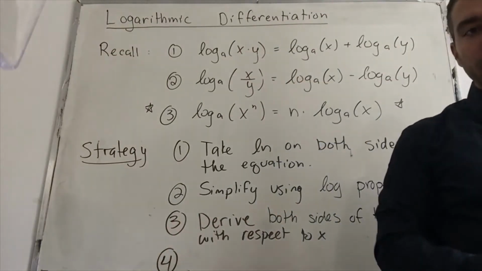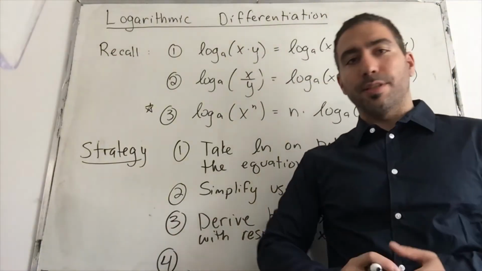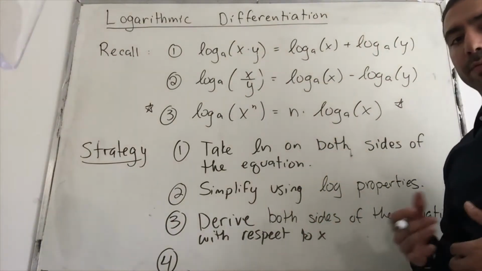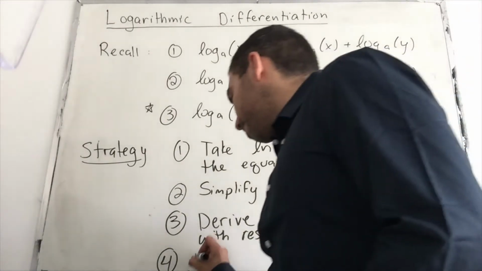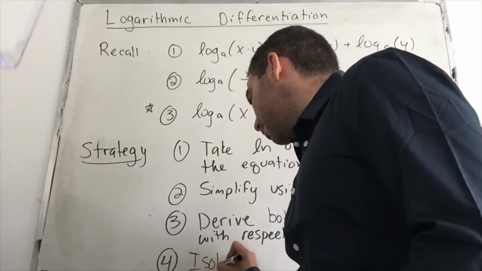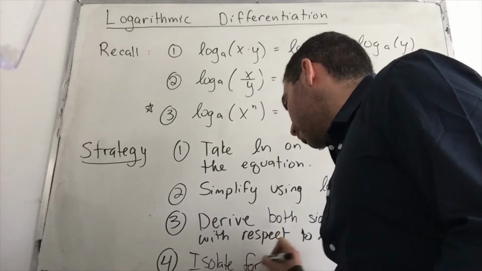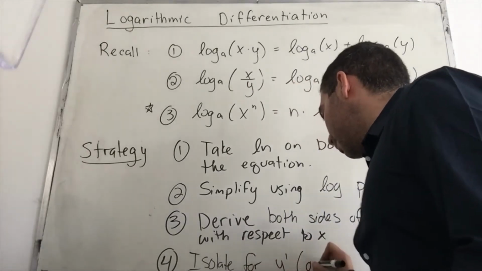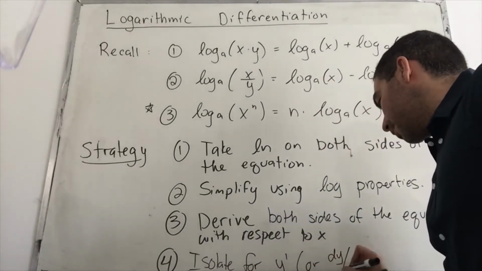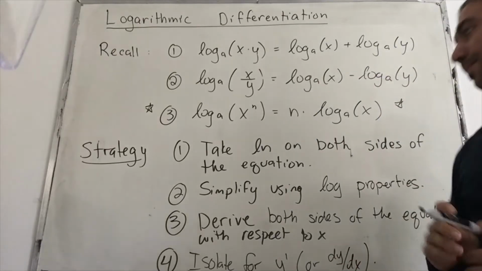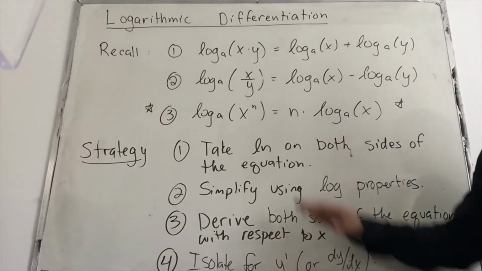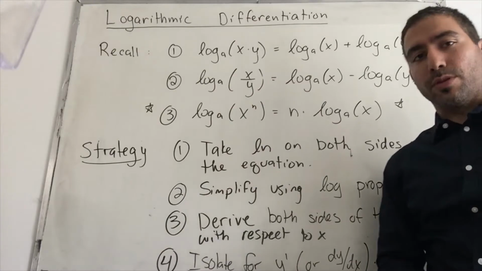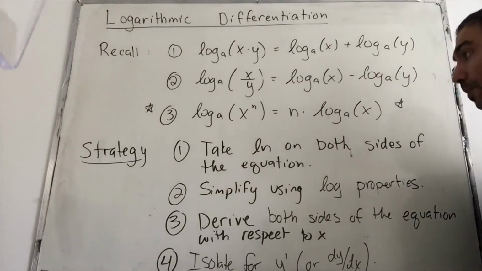And the final step is the same as implicit differentiation. We're going to isolate for y prime, or if you use the notation, dy/dx. Okay, so this is our strategy. This is the procedure in order to solve logarithmic differentiation problems.